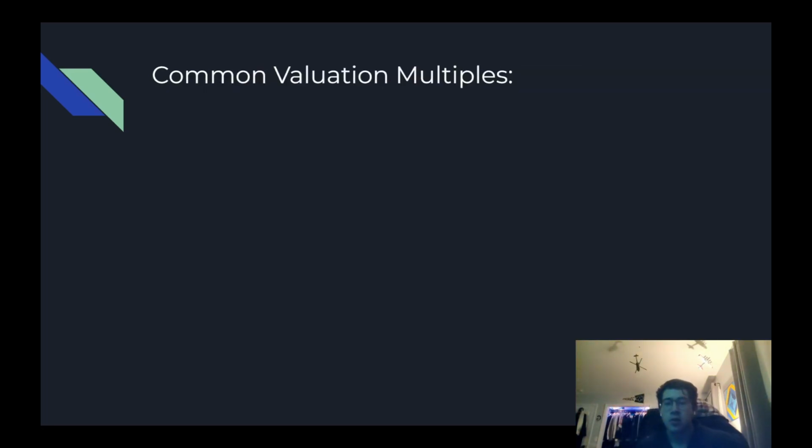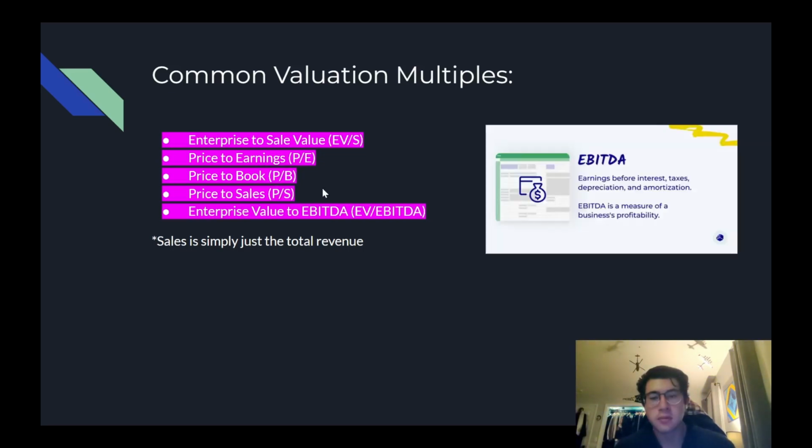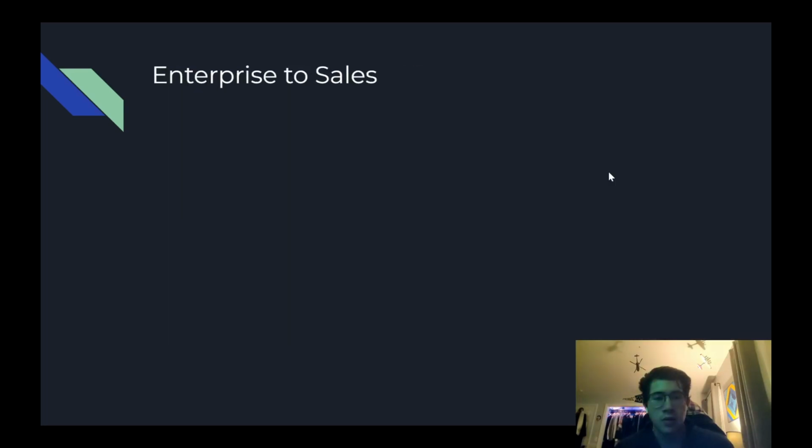Now, what are the valuation multiples that are used? You could use the most common ones: enterprise value to sales, or EV divided by S, price to earnings, price to book, price to sales, and enterprise value to EBITDA. And when we say sales, sales is simply how much money the company makes, the total revenue of the company. And this is how you get the P/E ratio, share price divided by earnings per share. And this is just what EBITDA is, which we went over in previous videos.